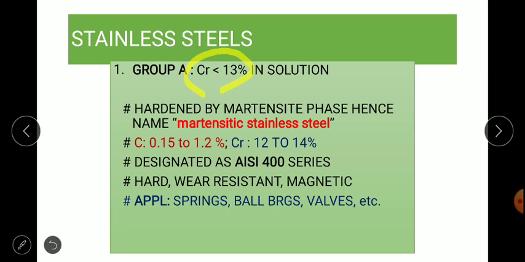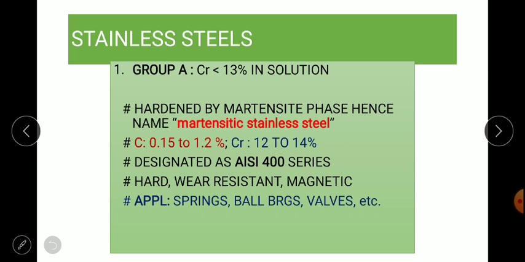Addition of less than 13% chromium produces martensitic phase. That is, martensite phase is generated in the steel. So, it is also called martensitic stainless steel. So, group A type is called martensitic stainless steel, which contains 0.5 to 1.2% of carbon and chromium of about 12 to 14%. 14% indicates the theoretical value. Practically, it is most probably between 12 to 13.